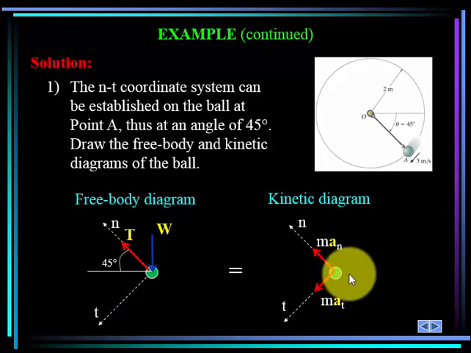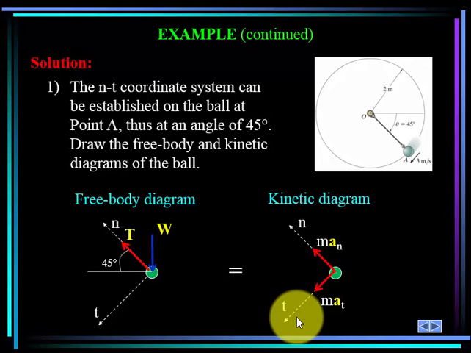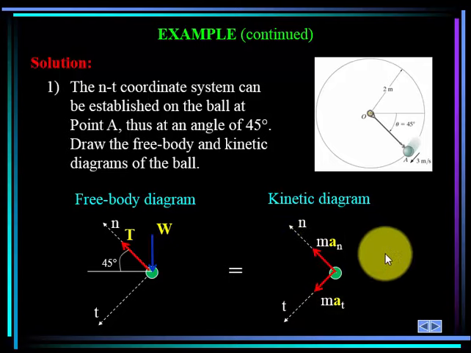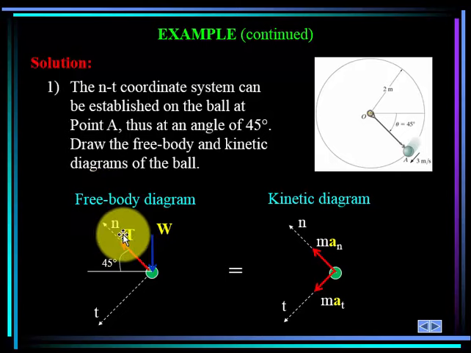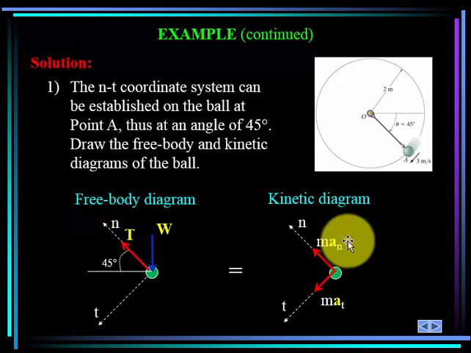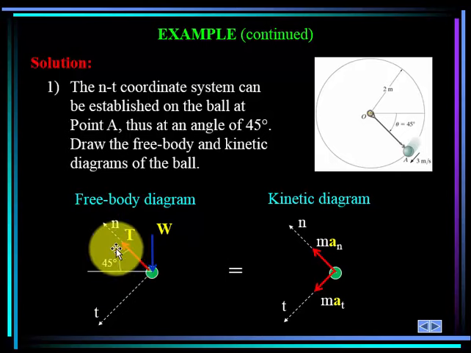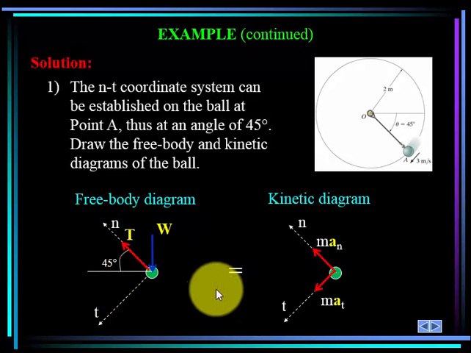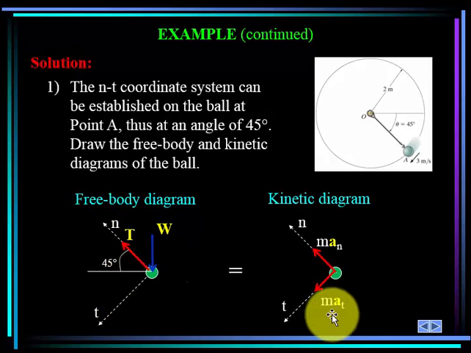The kinematic diagram says we have two mass times acceleration terms. We have a normal direction mass times acceleration term and a tangent direction mass times acceleration term. And so we'll be writing equations that say sum of the forces in the normal direction equal mass times acceleration in the normal, and sum of forces in the tangent direction equal mass times acceleration in the tangent. Two different equations and probably some kinematics involved as well.